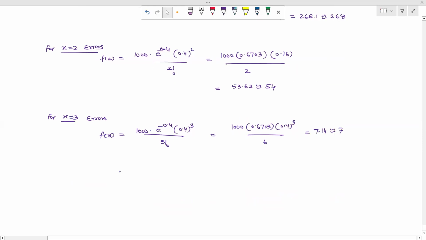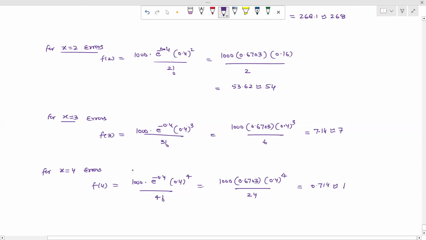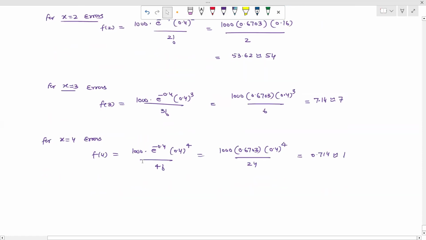So now lastly we calculate for 4 errors. So f4 equal to 1000 into e raised to the power minus 0.4 into 0.4 raised to the power 4 upon factorial 4. So this can be written as 1000 into 0.6703 into 0.4 raised to the power 4 upon 24. So this gives us approximately 0.714, which is equivalent to 1. So when we sum all the pages, it is also equal to 1000.